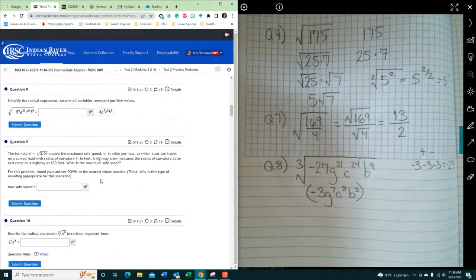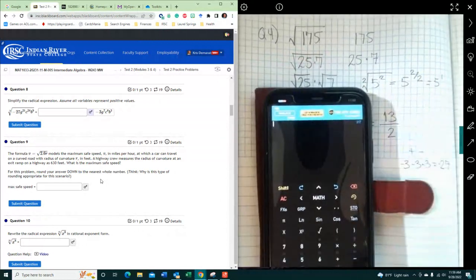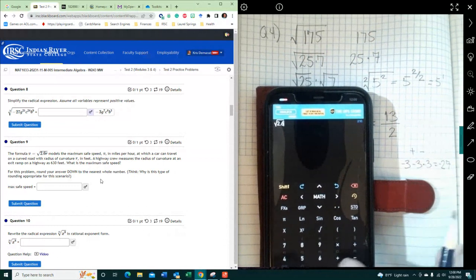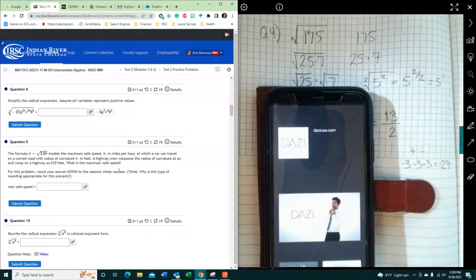All right. Now, this one right here is all about using a calculator. So you have to use a calculator. And this one is definitely going to be on the test, right? So this one's a freebie in my opinion. So I'm going to use my phone, which you're not allowed to use your phone, by the way. Okay. So square root of 2.6 times, and then they give you the value of what R represents, and that's going to be 630. So we put 630 in there and hit enter. So there's our answer. It wants us to round down to the nearest whole number, so it's going to be 40 miles per hour.